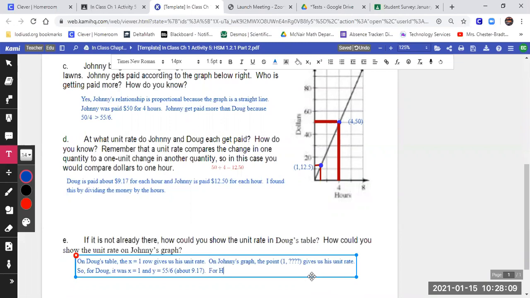For Johnny, it was 1 comma 12.5. Okay, so on a graph, you're looking for the location where the X is 1 and what is the Y. And on the table, you're looking for the row where X is 1 and what is Y. Okay.